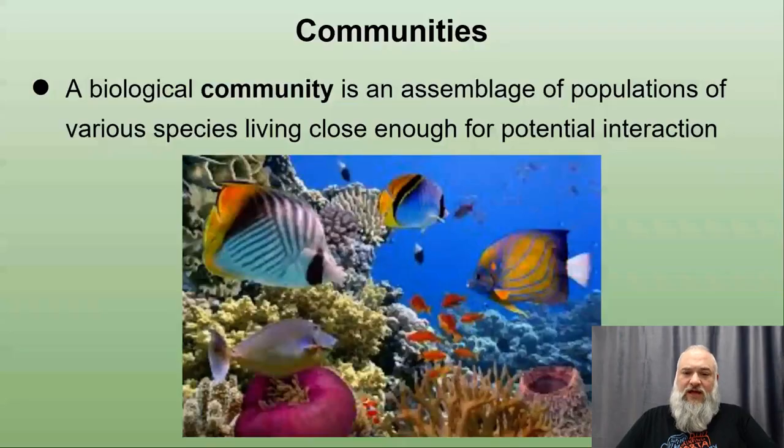Let's start with communities. A biological community, as we've learned before, is an assemblage of populations of various species living close enough for potential interaction. In other words, it's all of the living organisms in a particular habitat or environment.